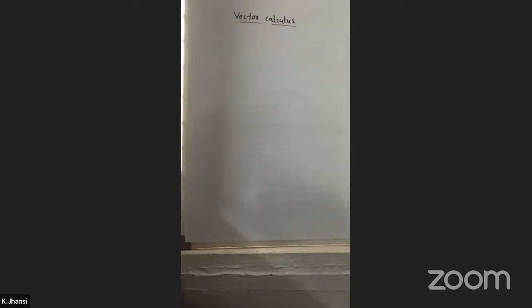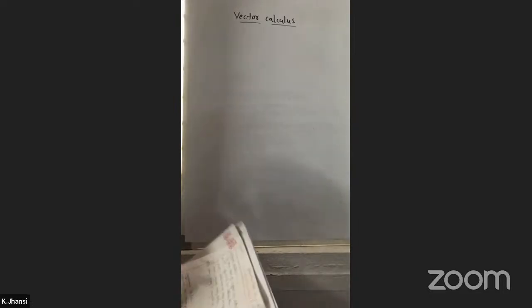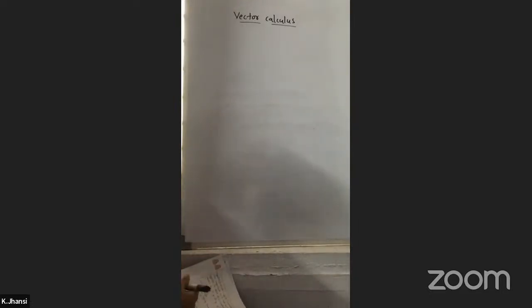Collinear vectors means one vector is equal to a scalar multiple of the other vector. So collinear will be represented as vector A equals K times vector B.